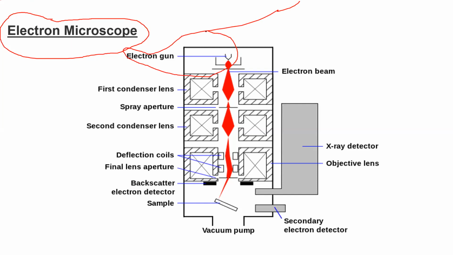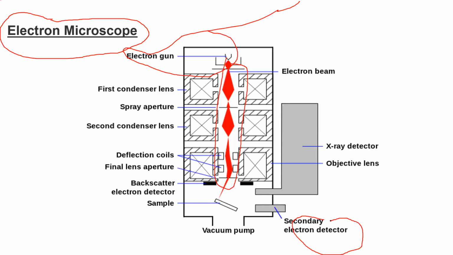The electron gun produces electrons. Electromagnetic lenses are used to focus the electrons. These are the lenses present inside the electron microscope. And the detector is sensitive to electrons instead of visible light.